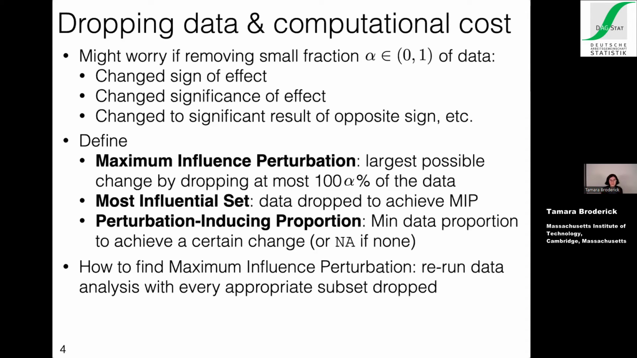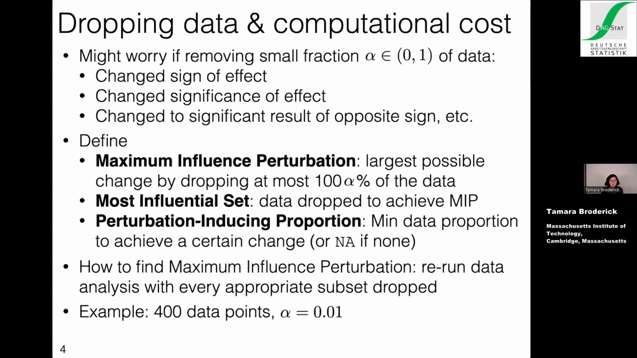Certainly, this is conceptually straightforward, and it should achieve the goal of finding: is there a small fraction of my data that I can drop that would change my conclusions? The problem is that it's not very feasible in practice. So let's start with a very small example, and then we'll get to a somewhat moderately sized example.